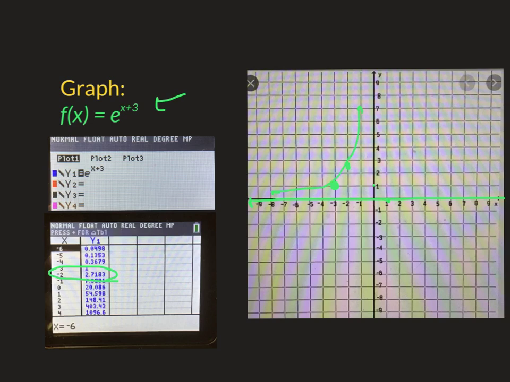Now, let me show you what I did. In case that doesn't make sense to you, I will allow you to do this. If you punch this in your calculator, y equals e to the x plus 3 power, go to table. Table is right above your graph button on your calculator. Hit second table. It will give you all these values. And all those values right there on the graph. I chose the negative 2 because it's right beside this one.